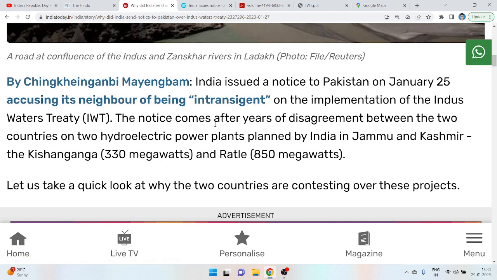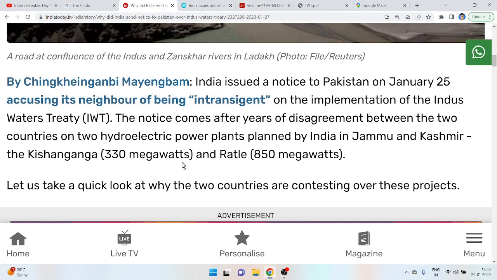The notice comes after years of disagreement between the two countries on 2 hydroelectric power plants planned by India in Jammu and Kashmir, the Kishanganga 330 megawatt and Ratle 850 megawatt. That is the main reason. So, India is going to construct 2 power plants. One is Kishanganga and another is Ratle. Both hydropower plants are in Jammu and Kashmir, and Pakistan is objecting to these 2 hydropower plants.